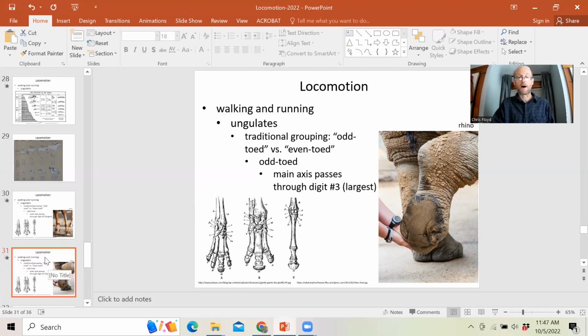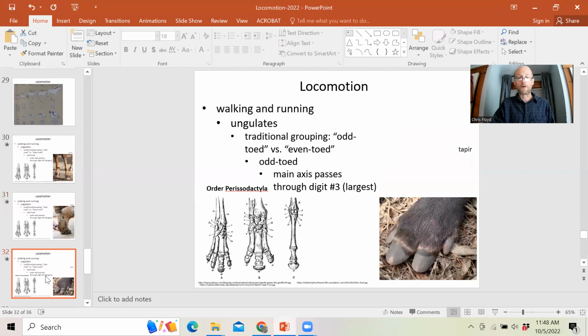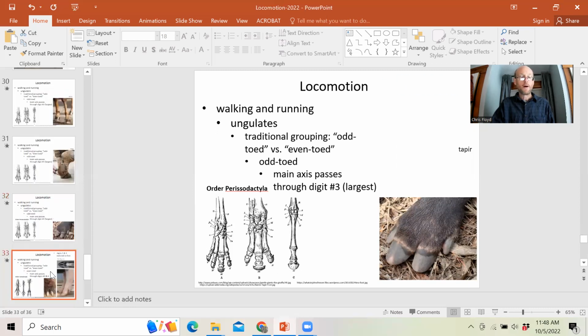They are the odd-toed, 1 or 3. Of course, that means that the others are, and this is Perissodactyla. Here's a tapir, which is the same thing, even though they have 4 digits. The main distribution of weight is through digit number 3.